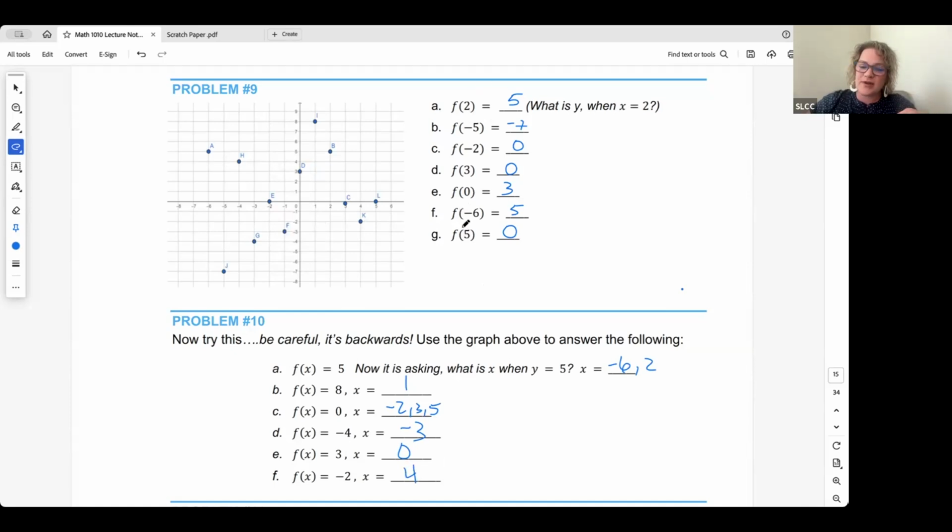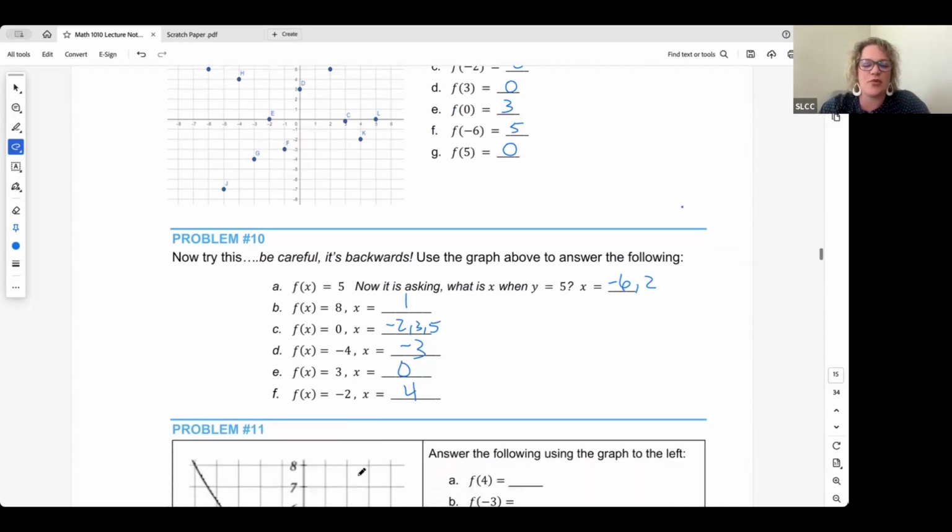Here you're given inputs and asked to find outputs. Make sure you're looking at the x-axis, x. Here you're given outputs and asked to find inputs, so make sure you're looking at the y-axis. Let's try problem 11.